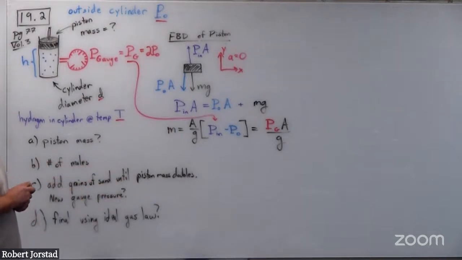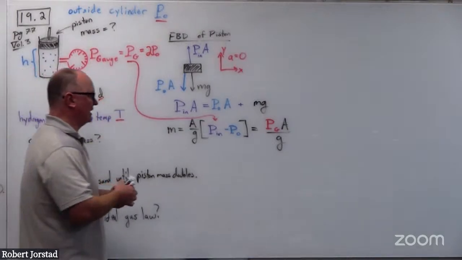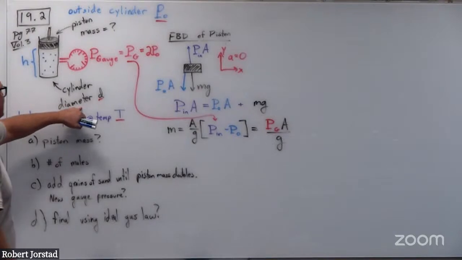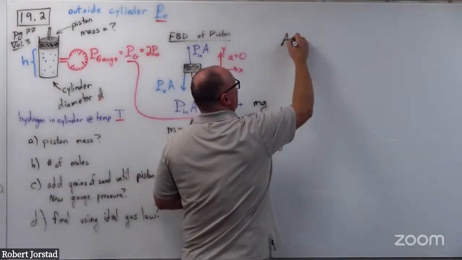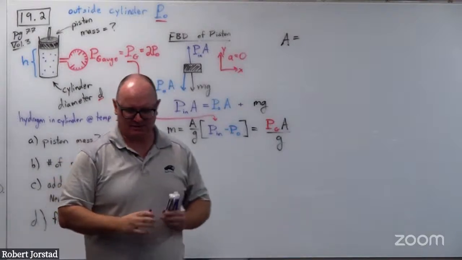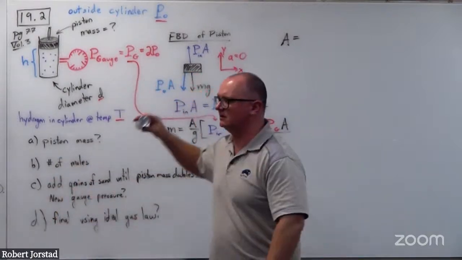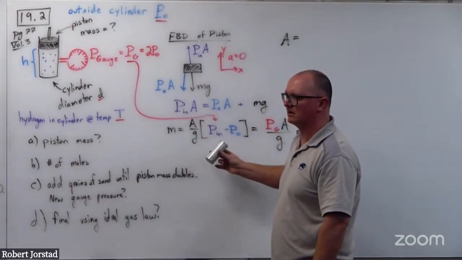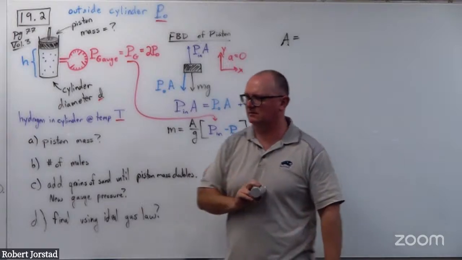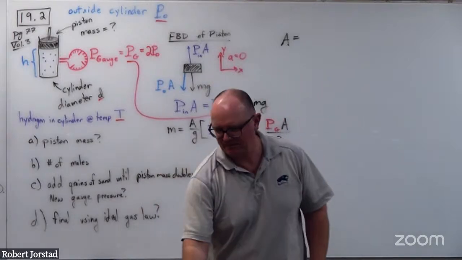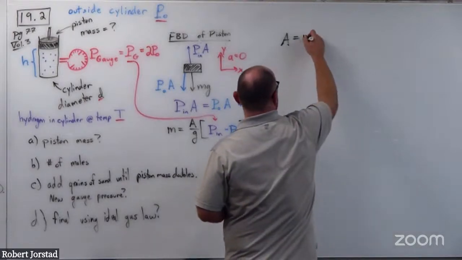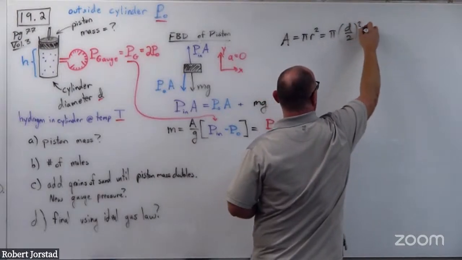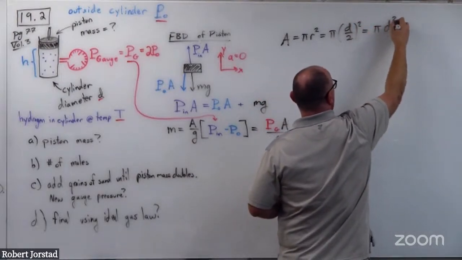Okay, so at this point, we know everything except for the area, but we should be able to figure that out from the cylinder diameter. The piston area is just that of a circle, right? You can see it's a circle there. Area is pi r squared. That is pi times diameter over 2 quantity squared. It's pi diameter squared over 4.